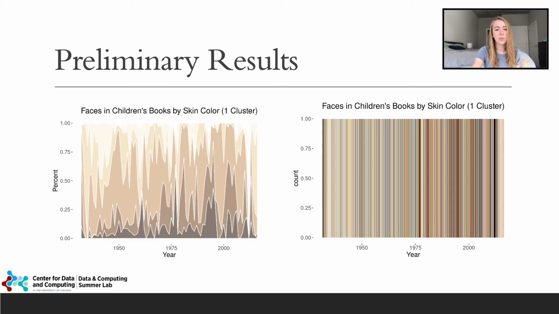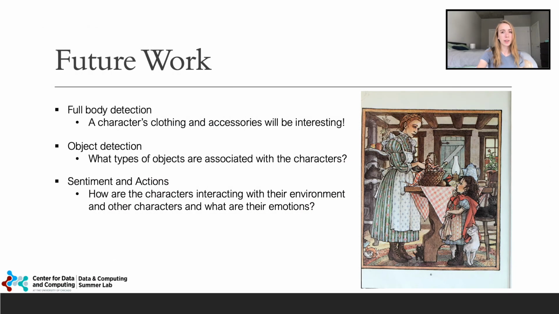For example, what kinds of careers are people with different skin tones associated with? What kinds of clothes are they wearing, etc. In order to answer these questions, we will need to combine all of the image and text team results. There are obviously a lot of challenges we are facing with our current tasks, but some additional work we plan on doing in the future is to incorporate full body detection in order to determine what clothes and accessories are associated with different races and genders.